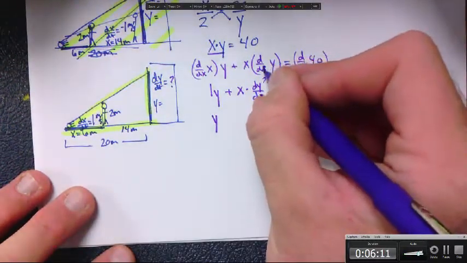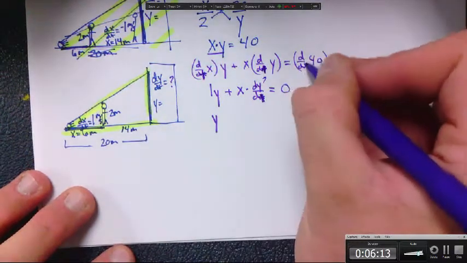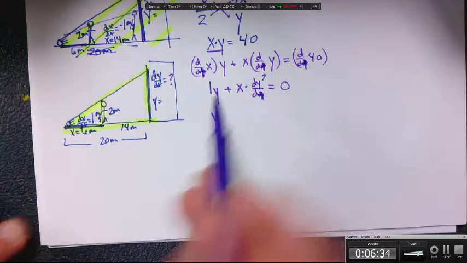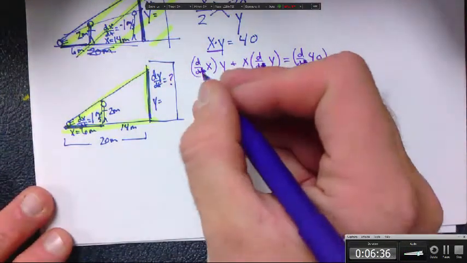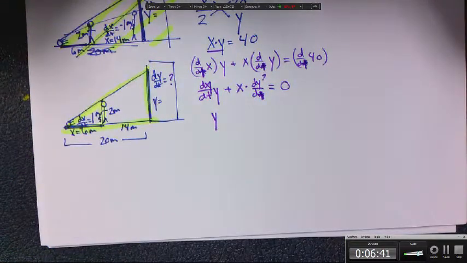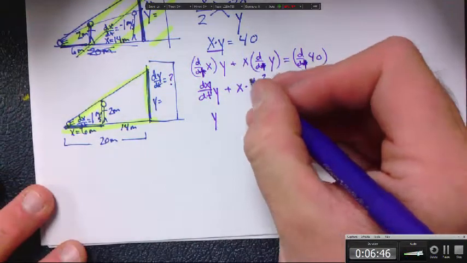These should all be t's right here, not x's. That's a mistake on my part. Where did I make my mistake? What's the derivative of x? It's 1, but it has to have a dx dt because x is not the same as t. So we're looking for dy dt.